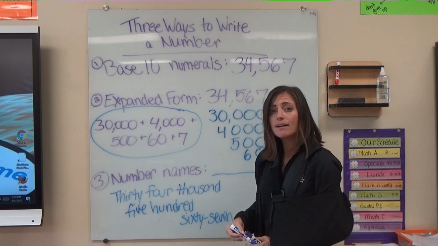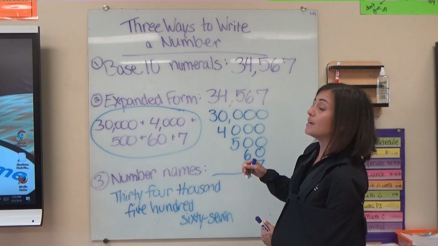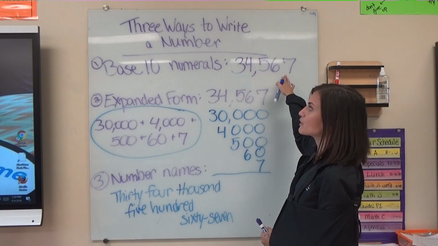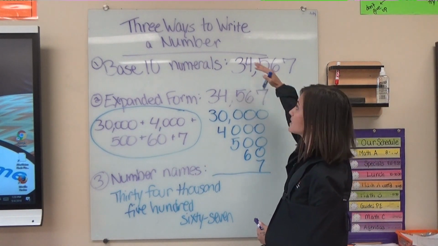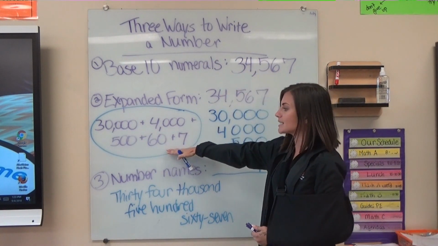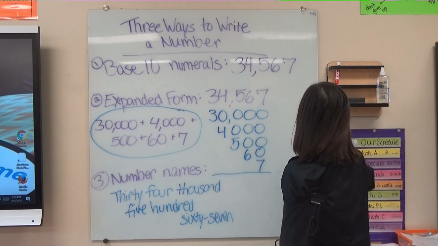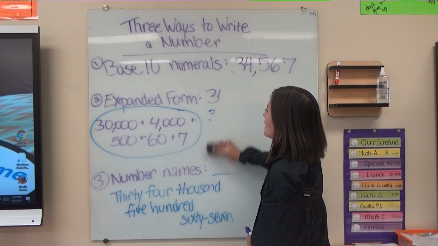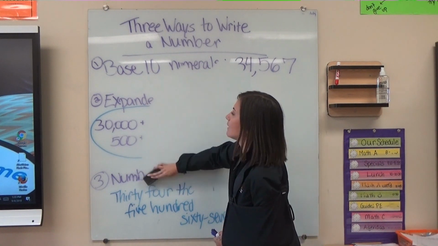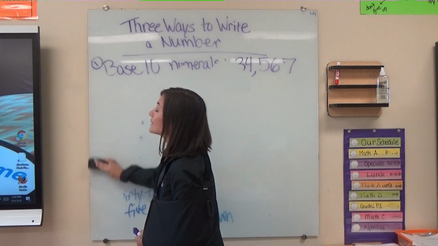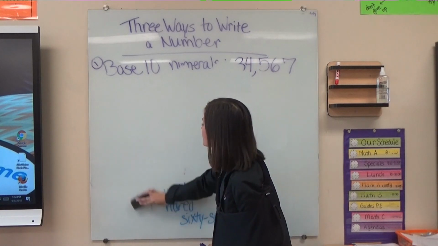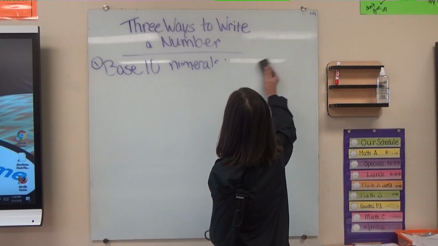So now we have written our number, 34,567, in our three ways. Base 10 numerals, expanded form, and word form. Now, there's one more thing that we want to practice before our quiz on Friday. And that is, what if they give us our expanded form, but then ask us to put it into base 10 numeral form? How do we do that?